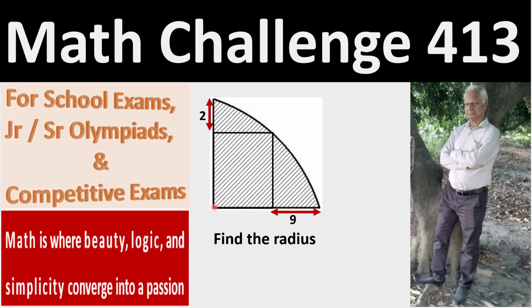Some of the dimensions are given. The length of the line segment beyond the width of the rectangle is 9 units, and the length of the line segment beyond the height of the rectangle is 2 units. So we have to find the radius.